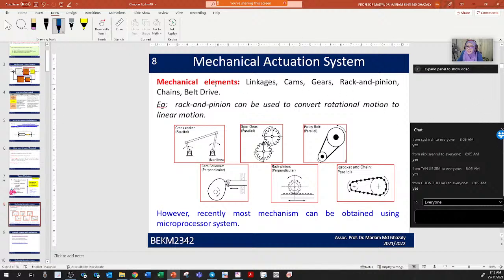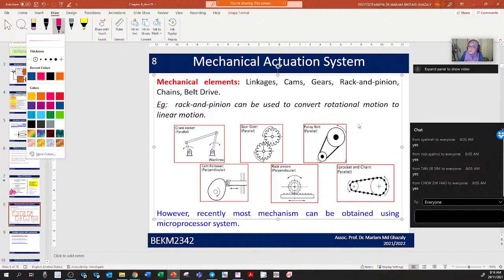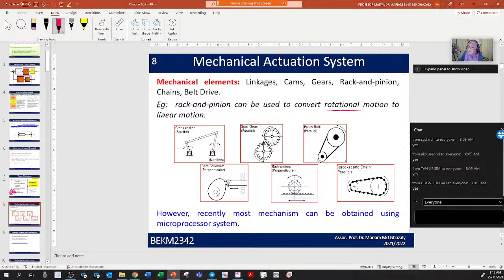So mechanical element examples, as I mentioned just now, are linkages, cam, gear, rack and pinion, chain and belt drive. They are used to convert motion, either from rotation motion to linear motion, or linear motion, which sometimes is called translational motion. You can see that these are examples of mechanisms.